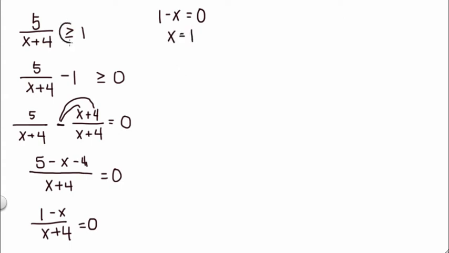But since we're working with inequalities, it can switch signs depending on what the bottom part is too, right? So if we look at our domain, x cannot be negative 4. So those are our test boundaries: we have a negative 4 and we have a 1. We're going to put an open dot at negative 4, meaning we can't include that part, but a closed dot at 1, meaning it can be part of it because it's greater than or equal to.